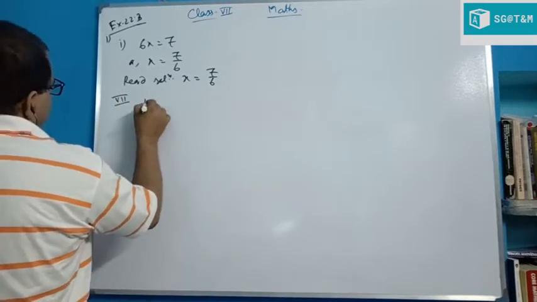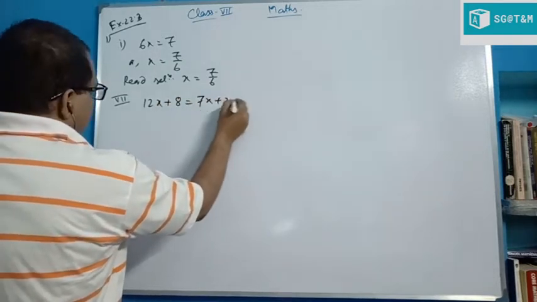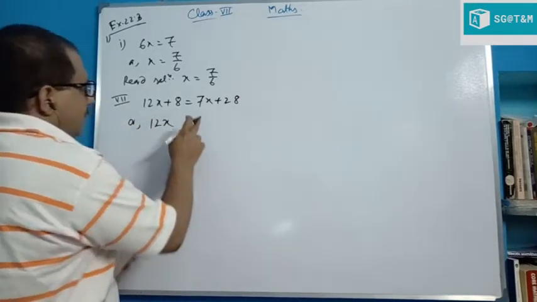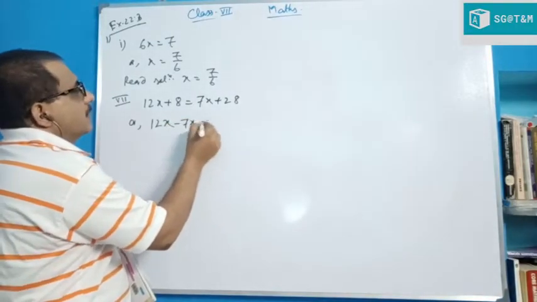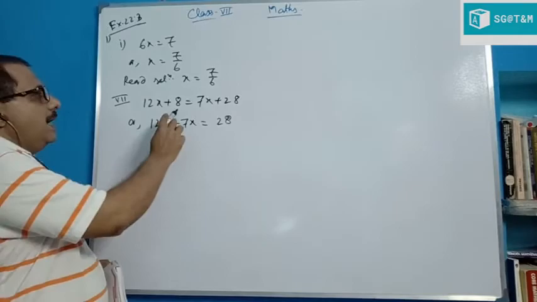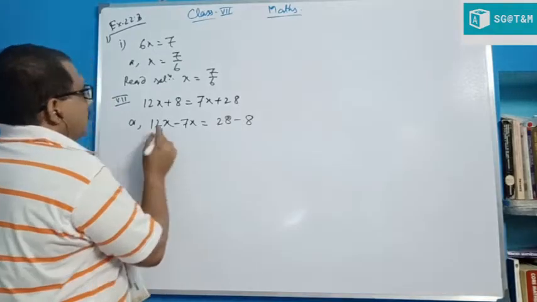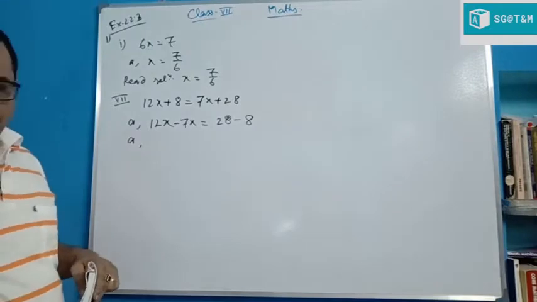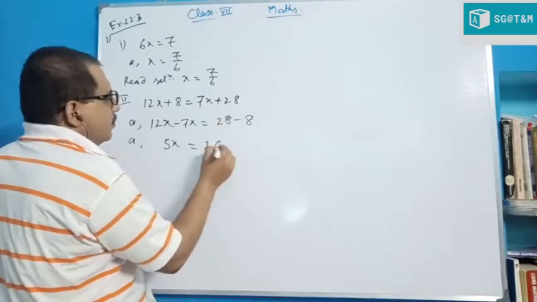Problem number 7 is 12x plus 8 equals 7x plus 28. We write 12x remaining intact, and this 7x to the left hand side. Then it will be minus 7x. 28 remains intact on the right hand side. If we transfer 8 to the right hand side, it is minus 8. Now 12x minus 7x, 12 minus 7, that is 5. So it will be 5x equals 28 minus 8, that is 20.